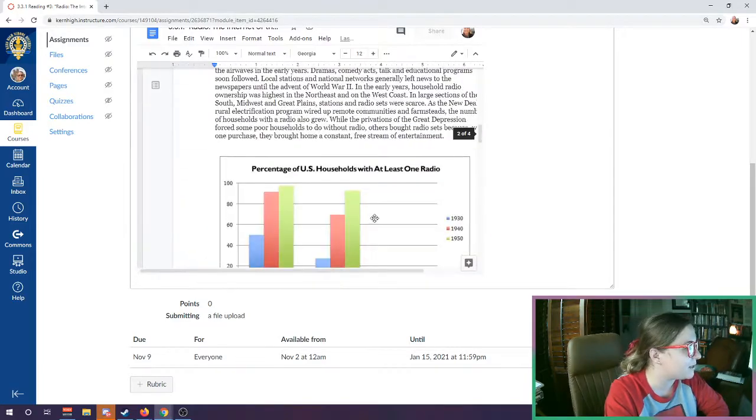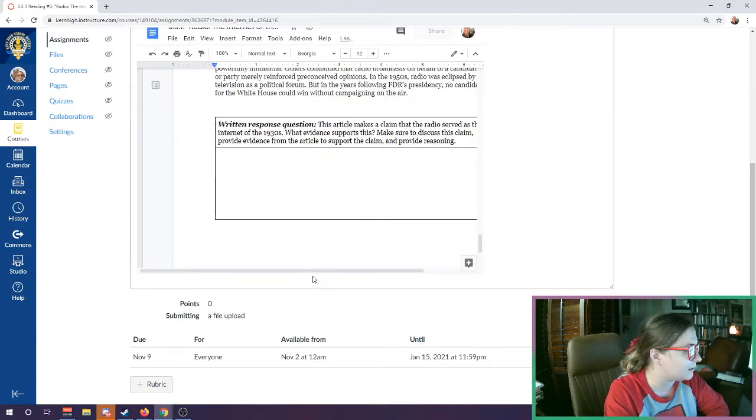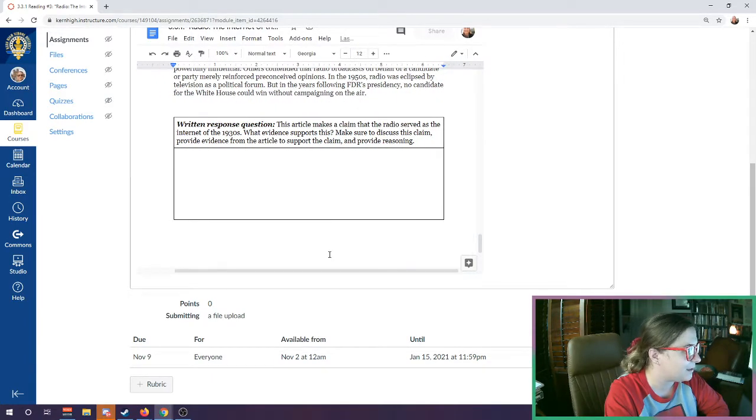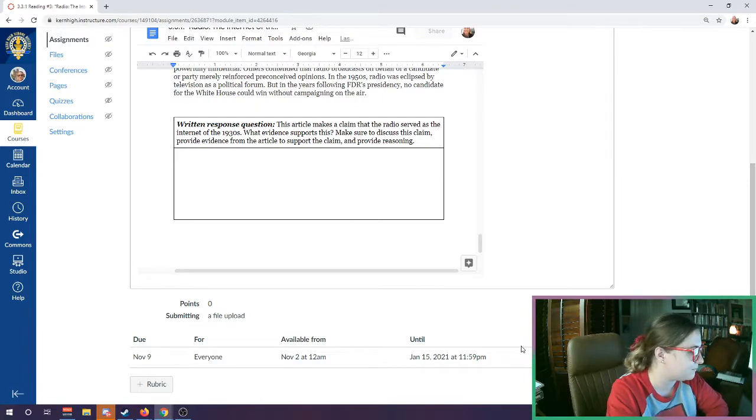Then at the bottom there is a short claim, evidence, reasoning question that asks you to look at the claim being made in this article about radio serving as the internet of the 1930s. What evidence supports that? Also be sure to include personal examples from your own life, living in a time when the internet is so big. What comparisons can you make between the two mediums? Let me know in this box.